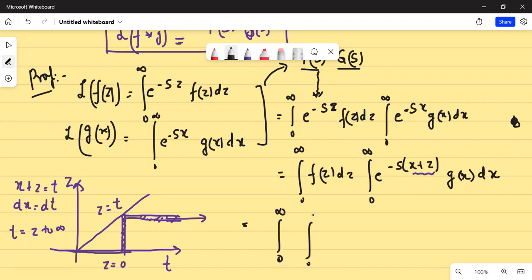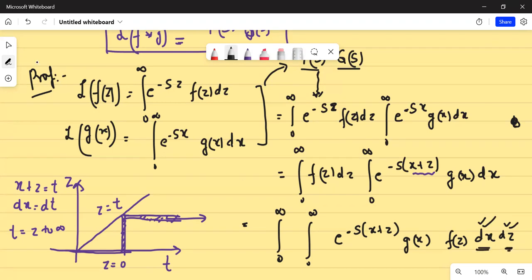And 0 to infinity, it is equal to e to the power minus s x plus z g x, and then you have this thing, f z. And then you have this dx and then dz. What I want to say is that first you have to integrate with respect to x, and then we have to integrate with respect to z. So first x and then z.